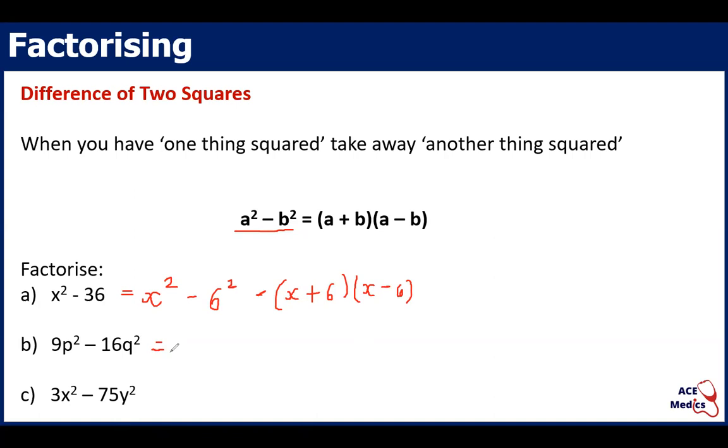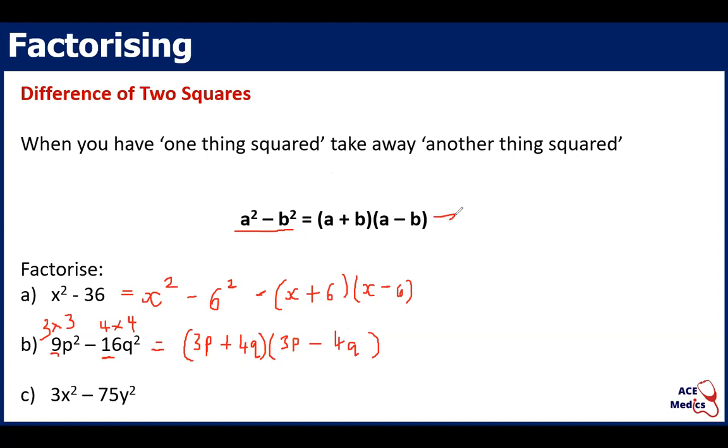So 9p squared minus 16q squared. We need to think about the numbers in front of them as well. If it's 9, that's made up of 3 times 3, right? If it's 16, it's made up of 4 times 4. So we know we're going to have 3p, 3p, because 3 times 3 is 9, p times p is p squared. And one's got to be positive, one's got to be negative, and that will be 4q, 4q. Now the reason why one's positive and one's negative is because it almost gets rid of the in-between bit.